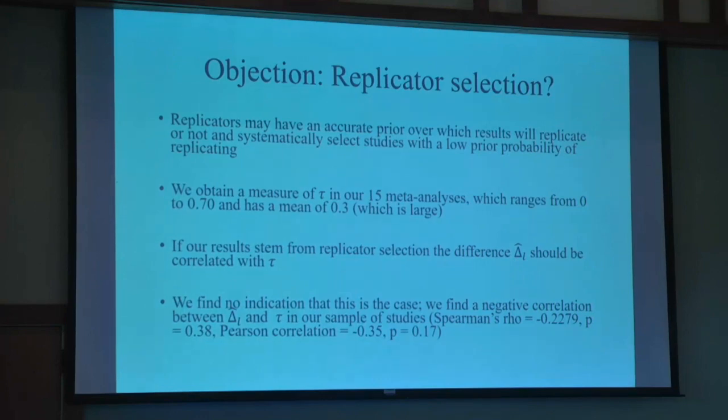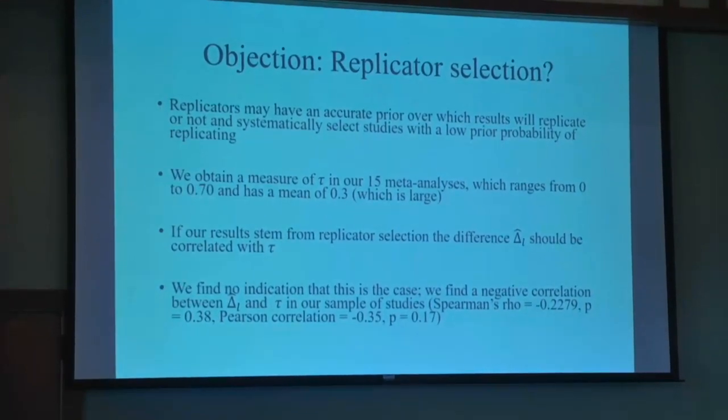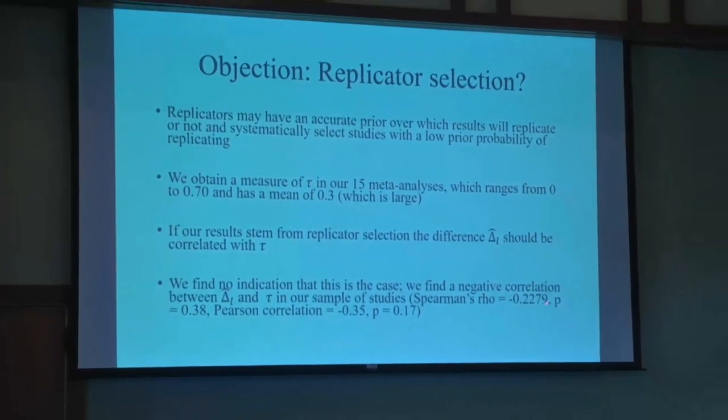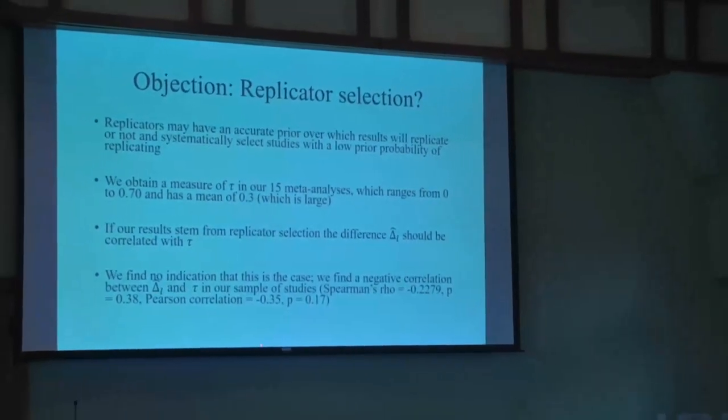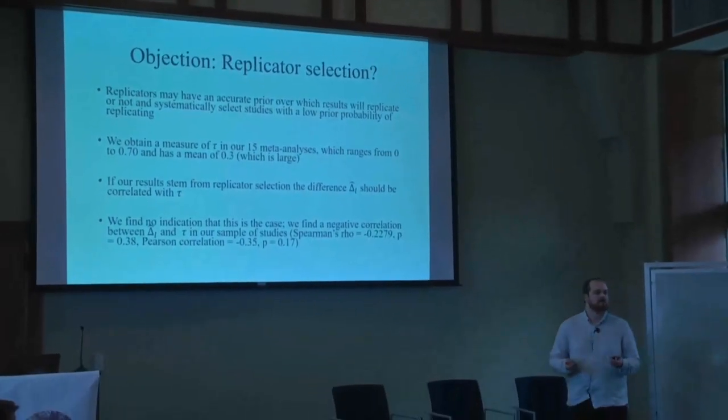We test for this mechanism by correlating a measure of heterogeneity in the meta-analysis with our meta-replication difference. The idea being that in literatures where there's a lot of heterogeneity, there is more scope for replicator selection. So if there is replicator selection, you should expect a positive correlation between the heterogeneity measure and our difference measure. But what we see is that not only there doesn't seem to be a correlation, but if anything, it's negative. So we don't find good evidence for this replicator selection mechanism.